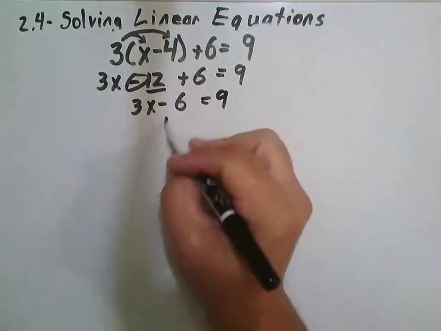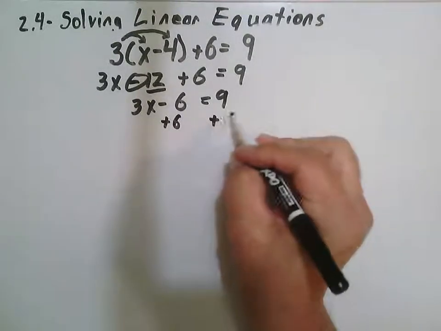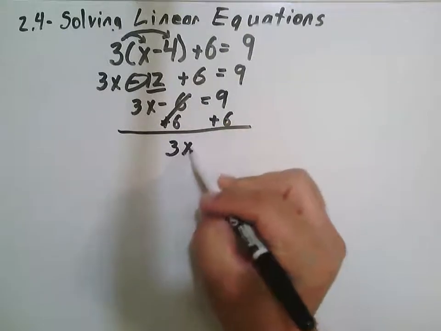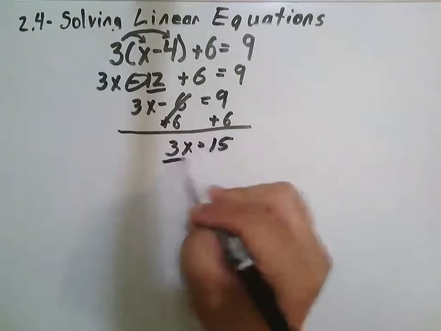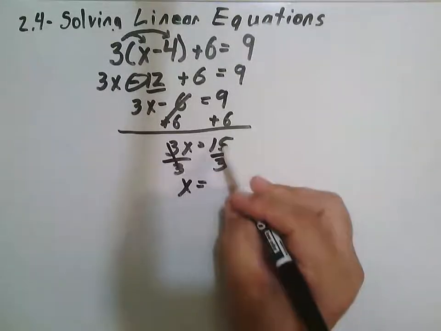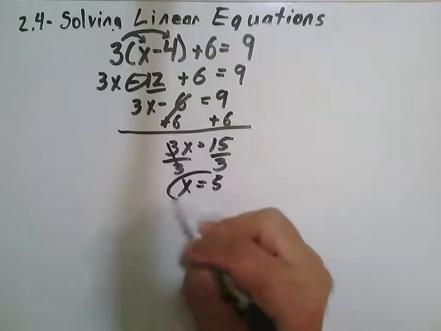It's a negative 6, so to move it, I have to add 6. Whatever I do on one side of the equation, I do on the other side. That allows my numbers to disappear, so I'm left with 3x is equal to 15. Once again, divide both sides by 3. That allows this to become your single x. 15 divided by 3 is going to give me a 5.